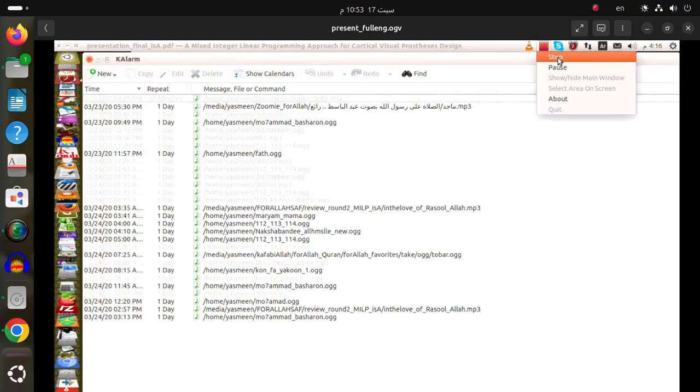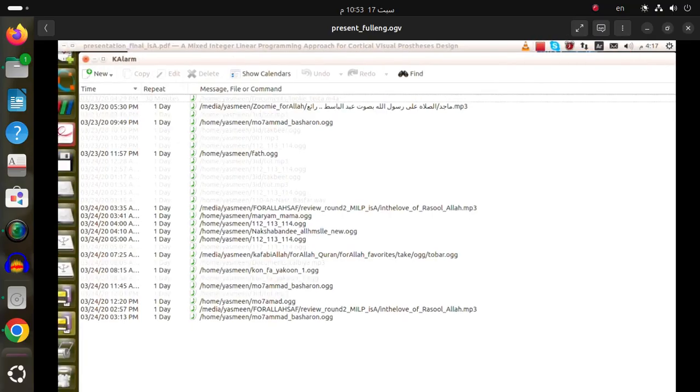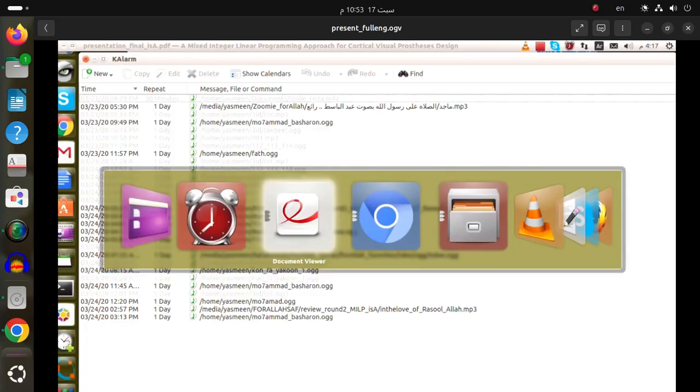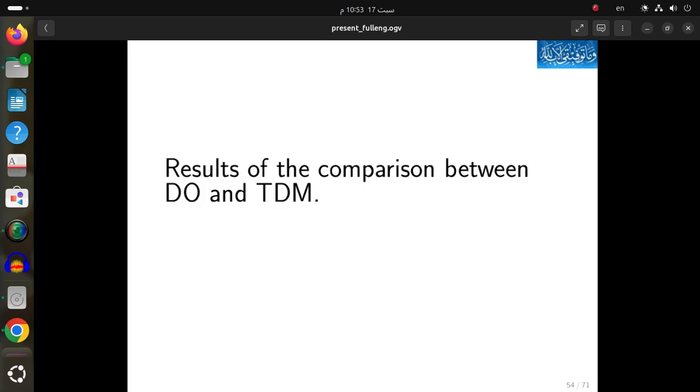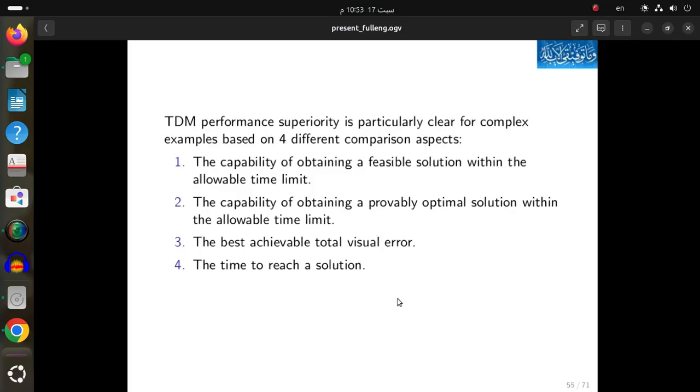Now we come to comparing the results between solving the same examples using direct optimization, exciting all targets at the same time and computing the currents at the same time, and using time division multiplexing. We will compare 4 different aspects. The first aspect is the capability of obtaining a feasible solution within the allowable time, the second is the capability of obtaining a provably optimal solution within the allowable time, the third is the achievable total visual error using both methods, and the fourth is the time to reach a solution. These are the 4 aspects that will be used in the comparison.